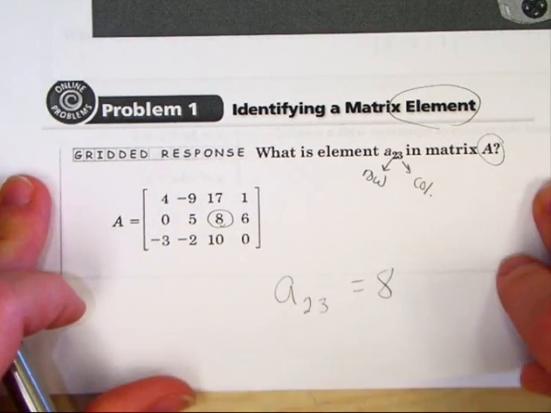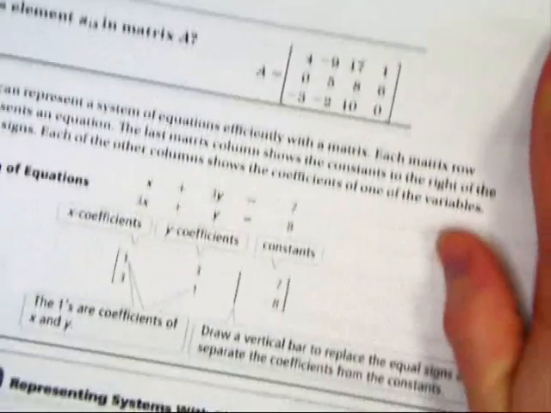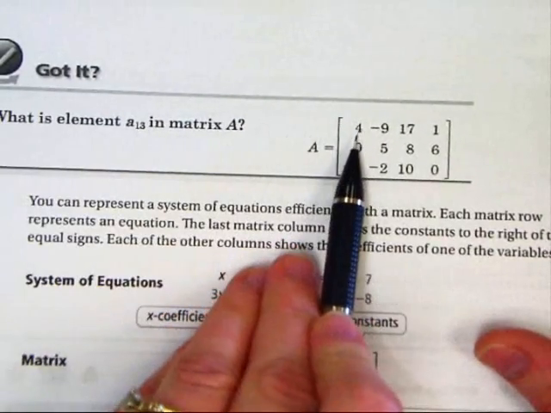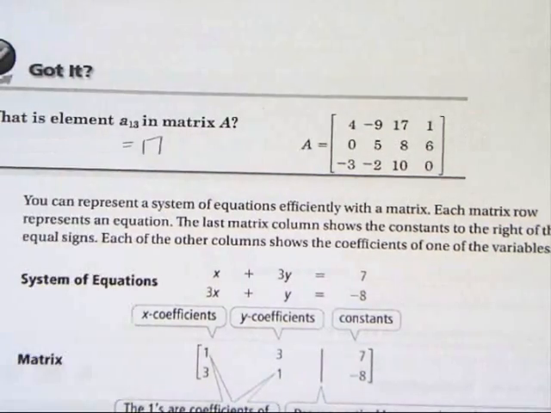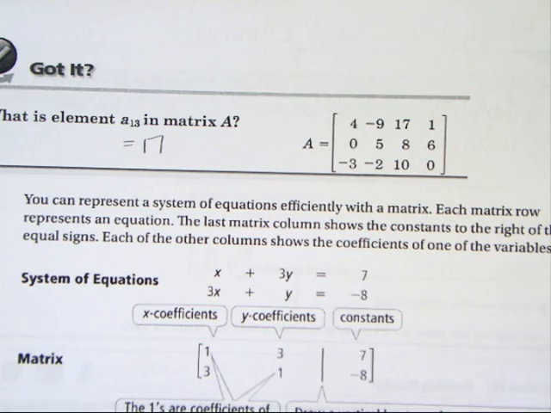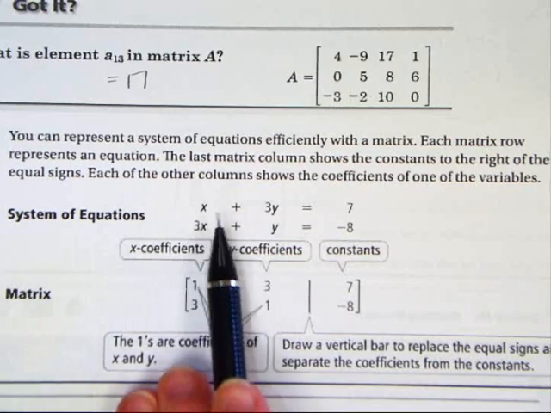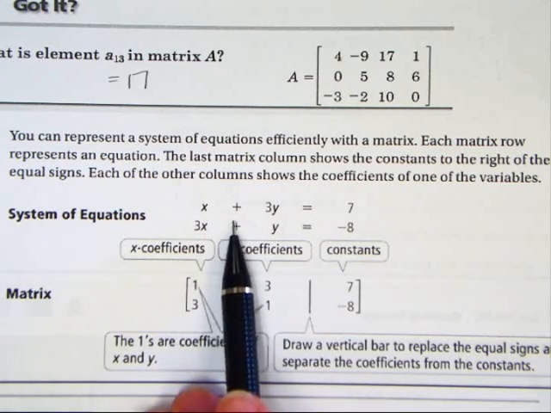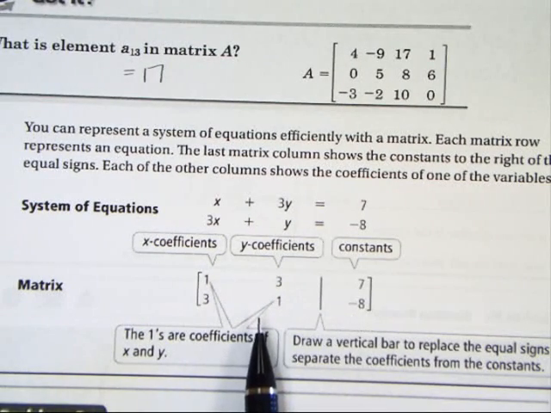Alright, so that helped us with a little bit of our vocabulary. Let's try that one more time with the Got It. What is in A, 1, 3 of matrix A? You ready? So go to row 1, column 3. The answer is 17. And that's all there is. Now you know what an element is and you know how to find one. In the next part of the lesson, I'm going to teach you how you can take an x and a y, two xy equations, and put them inside of a matrix.